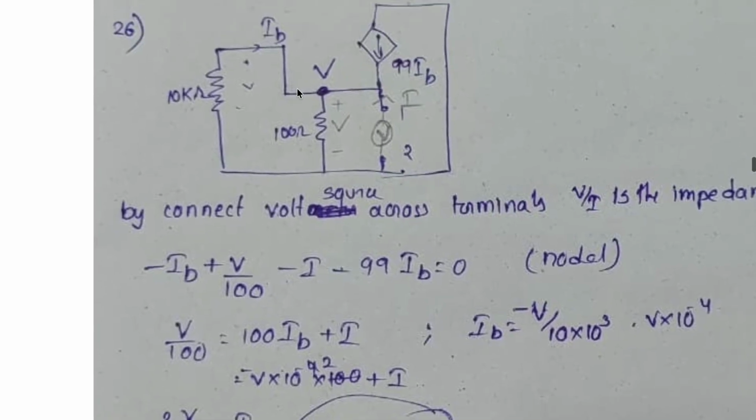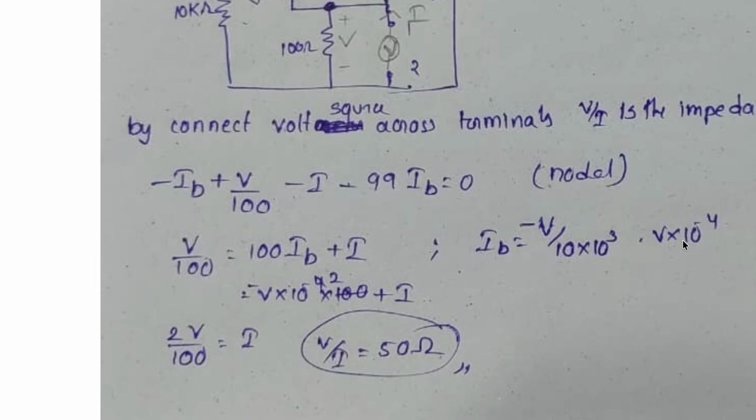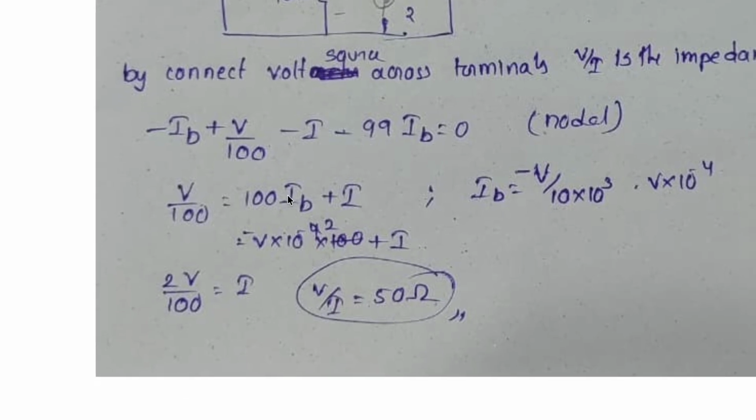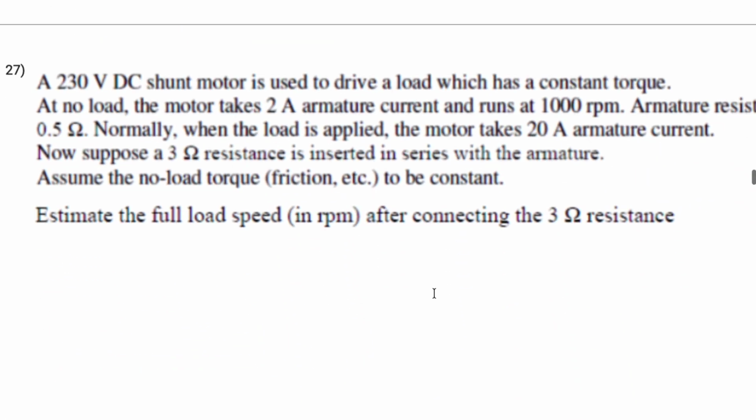Here IB is going from the 0 ground level to V, so IB is equal to 0 minus V by 10 kilo ohms. So IB is equal to minus V by 10 power 4, which is minus V into 10 power minus 4. By substituting the value of IB, we get the V by I ratio as 50 ohms. As simple as that. Going to the next question.